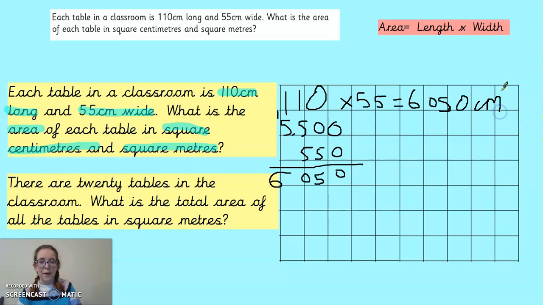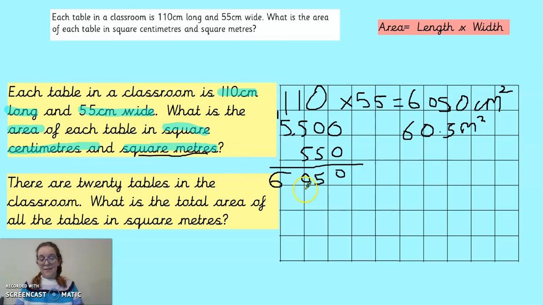Now, what do we know about centimetres and metres? Well, we know that in every metre there are 100 centimetres. So if I divide my centimetres by 100, I'm going to get my figure in metres. 6,050 divided by 100 is 60.5. We've got to remember that after our decimal point, we don't need to keep adding our zeros. So 60.5 metres squared gives us the second part of our answer there.